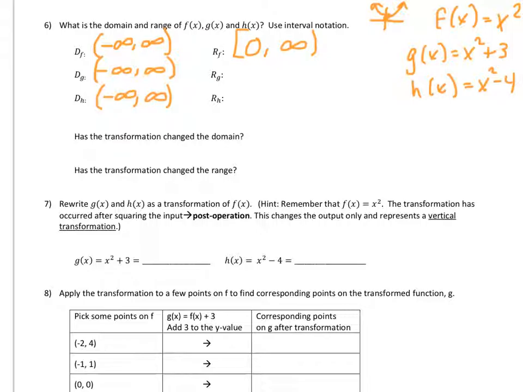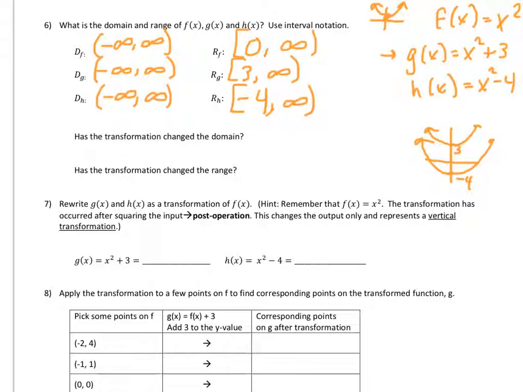But the range of g, if you look at the graph of g on the previous page, the smallest y value for g, okay, I could just do a quick sketch. x squared plus 3 was like this. The lowest y value there is 3, and then it goes up from there. So this is 3 to infinity. And for h, the lowest y value was -4. So it goes from -4 to infinity.